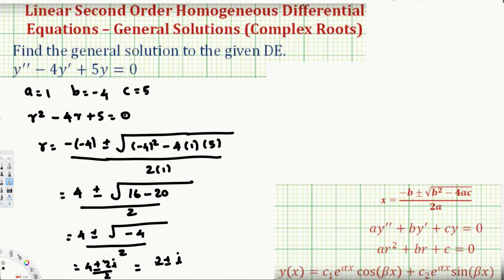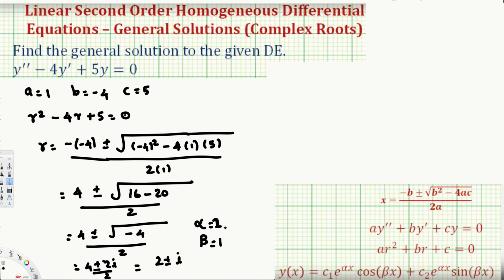And from this one we have the real number and the imaginary number. Here when we have a complex number, our general solution for the differential equation is going to be in this pattern. y of x is equal to c1 e to the power alpha x cos beta x plus c2 e to the power alpha x sin beta x. And here we have to know what our alpha and beta are. Alpha is the real number, that is 2 right here, and beta is the imaginary number. Here the value in front of i, that's 1, so that's going to be beta. Beta is equal to 1.